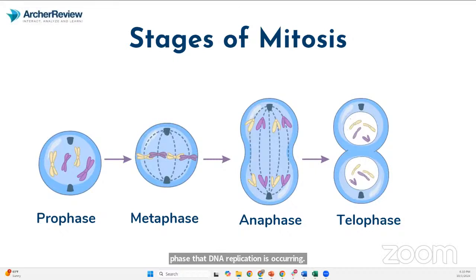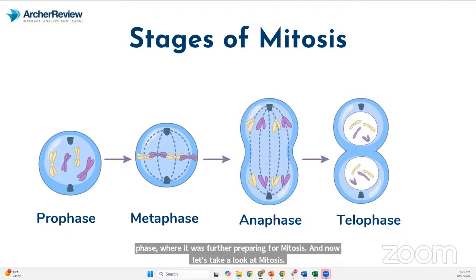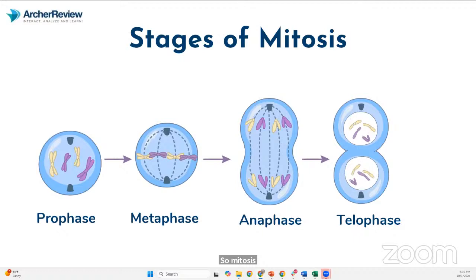All right, so we said that after the DNA doubled, the cell was then going into the G2 phase where it was further preparing for mitosis. And now let's take a look at mitosis. Mitosis is essentially just splitting up that DNA. That's really the bottom line. We've got doubled the DNA. We need 2 new daughter cells with the right amount of DNA in it. And so mitosis is all about splitting that DNA into 2 new cells.